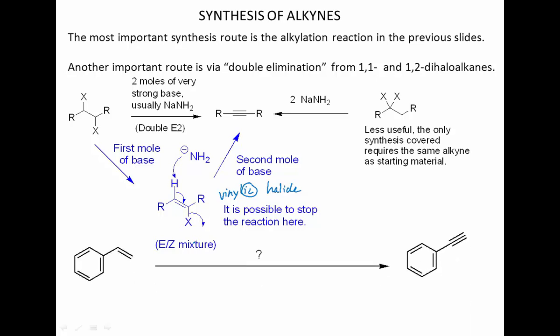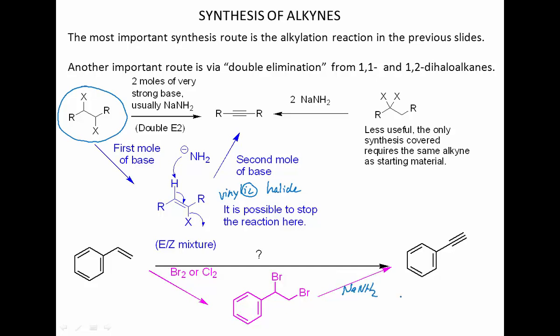All right, let's say, how would you accomplish this transformation right here? Alkene to alkyne. This is a very common one that you see. So what you do is you take advantage of the fact that way back in chapter 6 you learned a reaction that makes that type of compound. This is typically done by adding halogen to the alkene and then doing this double elimination right here.